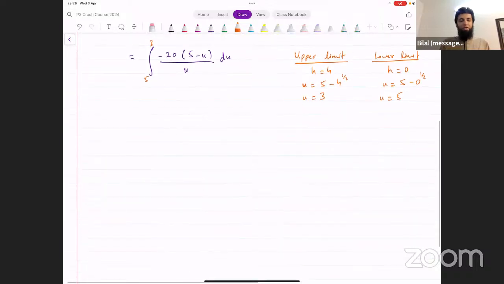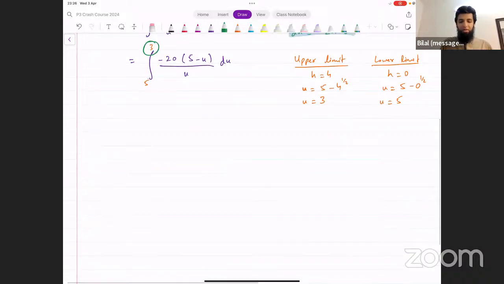Now, you could either just evaluate it like this, integrate it, input 3 as the upper limit and 5 as the lower limit, and that's perfectly acceptable. You can do that. All right. You can just integrate it like this. Just make sure in case of upper limit, you put 3. In case of lower limit, you put 5.